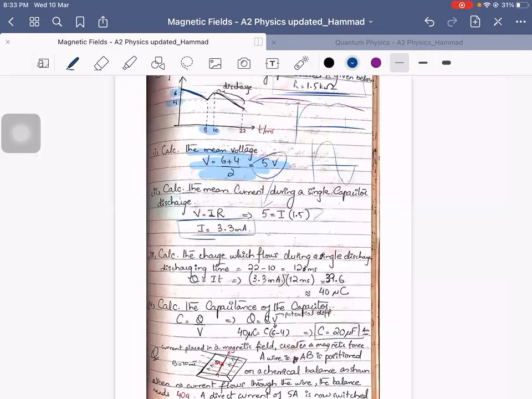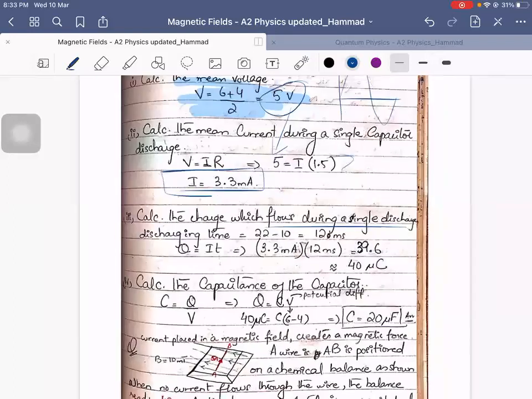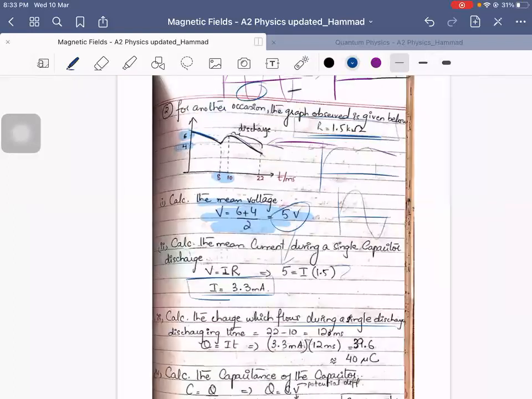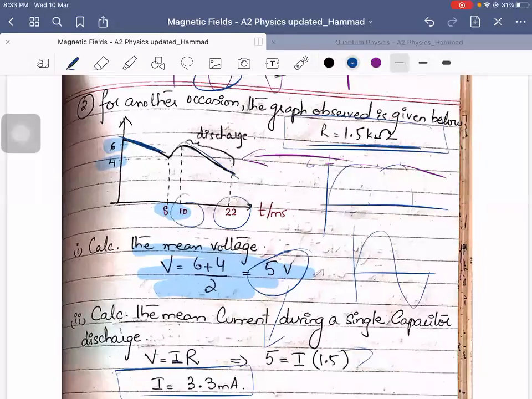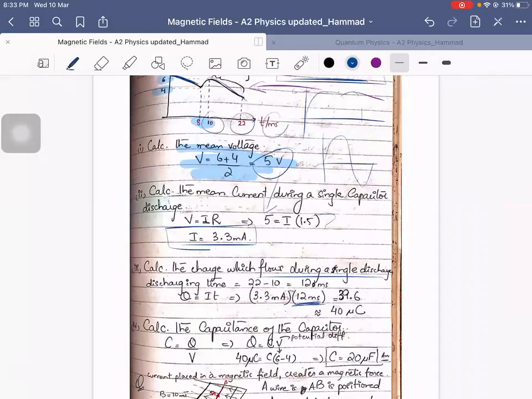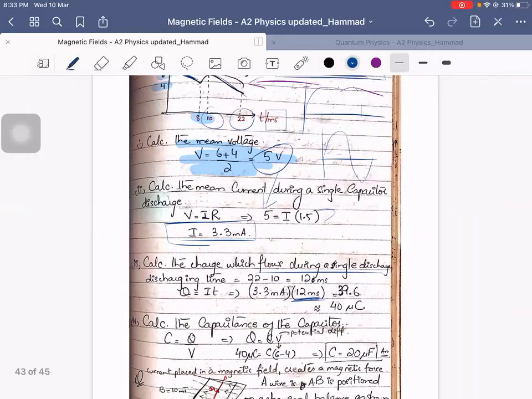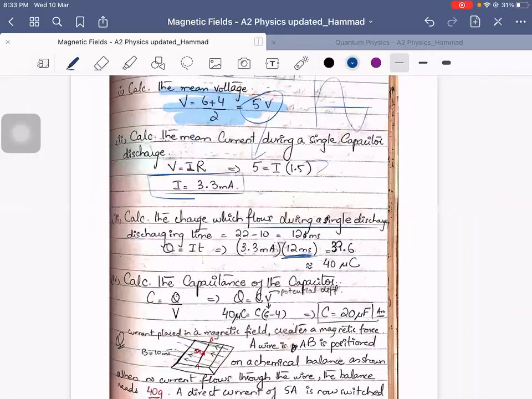calculate the charge which flows through a single discharge, right? A single discharge is from this time interval to this time interval. You subtract the time to get the discharge time, which is 12 milliseconds, right? 12 milliseconds, and you have 3.3 milliamperes, and you'll somewhat get your charge content to be 40 microcoulombs.